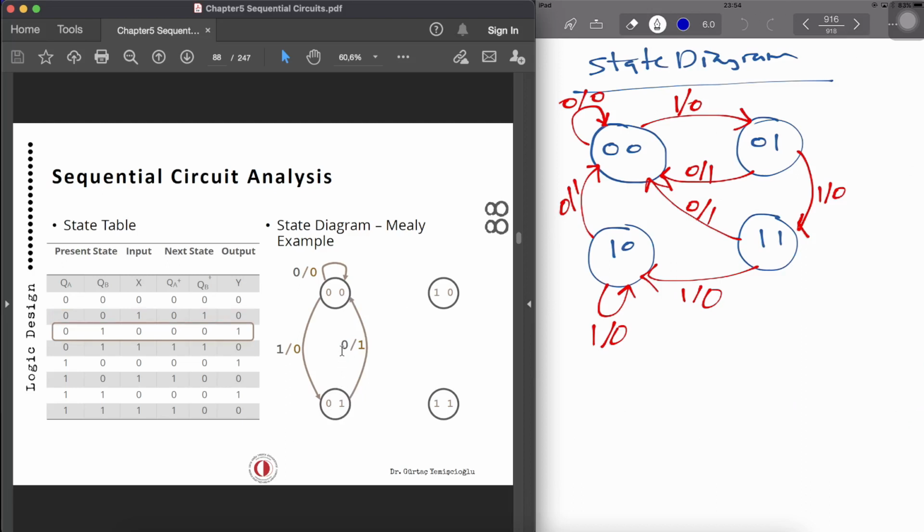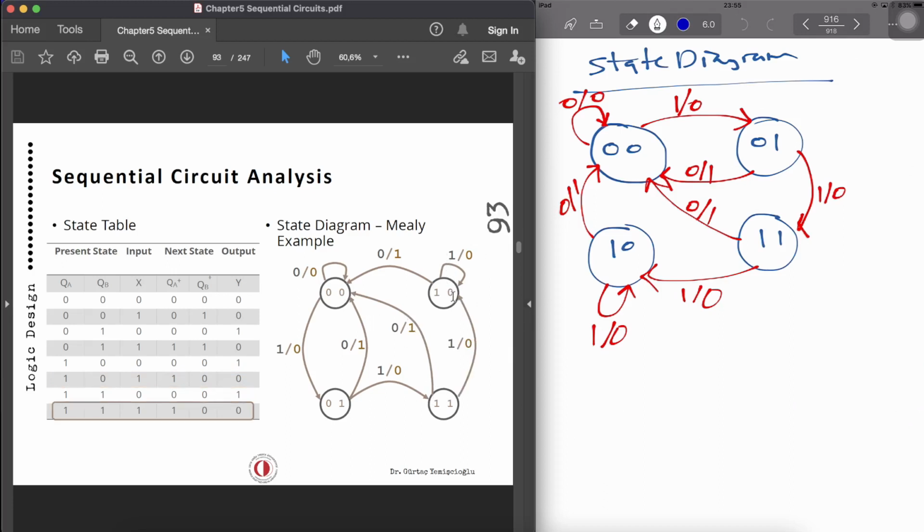When we're in 0, 1, if the input is 0, we go back and output is 1. When the input is 1, it jumps to 1, 1 and output is 0. 1, 0, if the input is 0, then it goes to 0, 0 and output is 1. 1, 0, if the input is 1, it stays where it is. 1, 1, input is 0, it goes back to 0, 0, output is 1, and 1, 1, input is 1, it goes to 1, 0, and output is 0. So this is how we do the analysis of this circuitry.